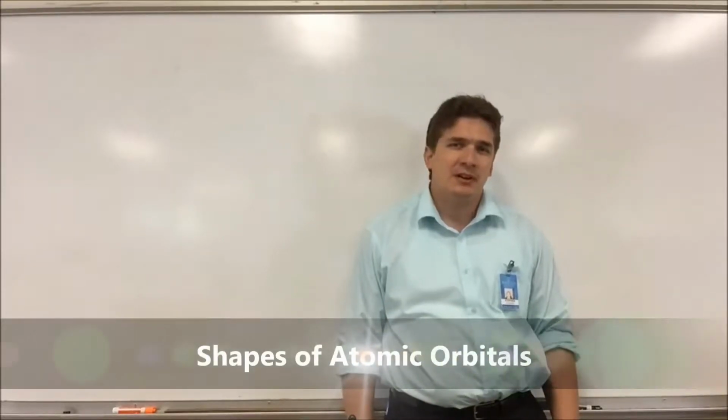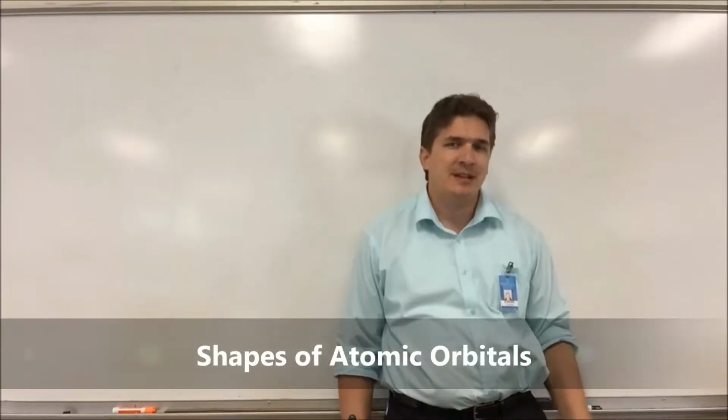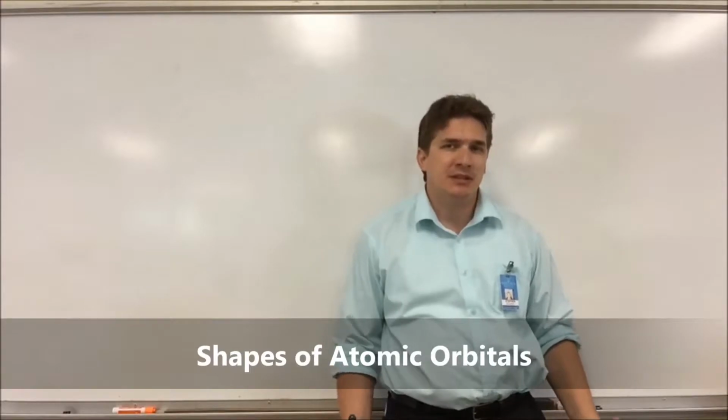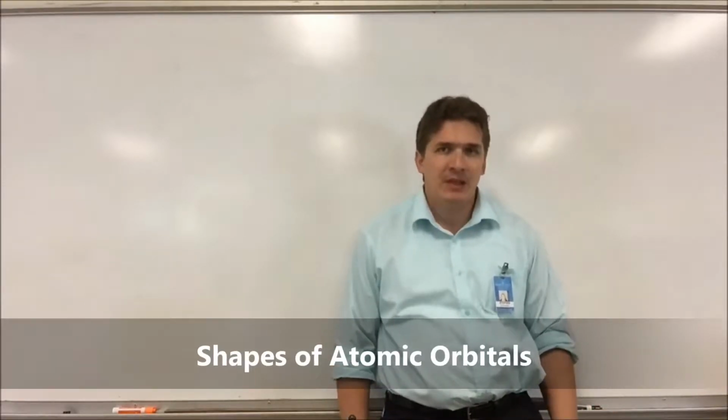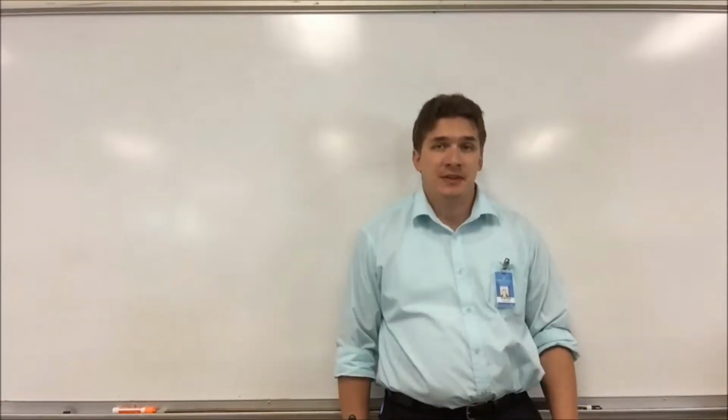Alright, so let's talk about orbital shapes. I've talked about the symmetry. Now let's actually relate this to something you can see on the sheet of paper. So what we're going to look at are the different values of angular momentum.